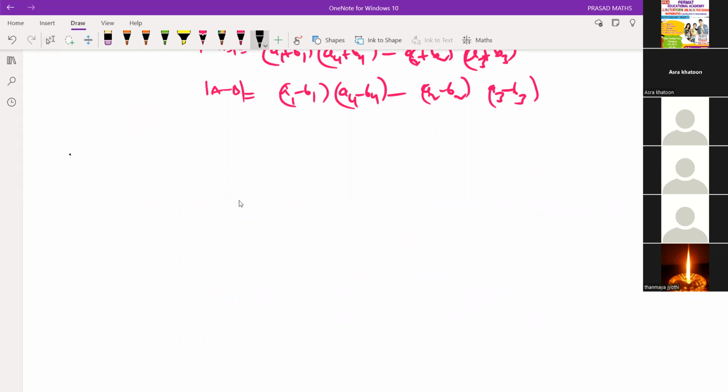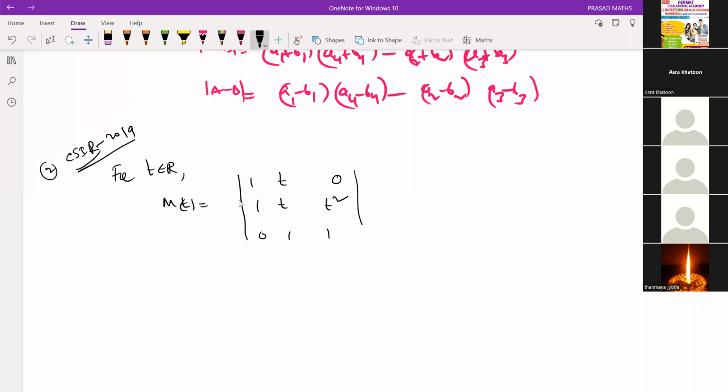Now, this question was asked in CSIR 2019, problem number 2. Take any real number t. M of t is the matrix with rows 1, t, 0; 1, t, t square; 0, 1, 1. Which of the following is true?